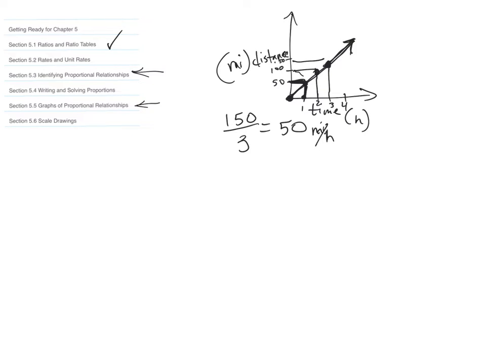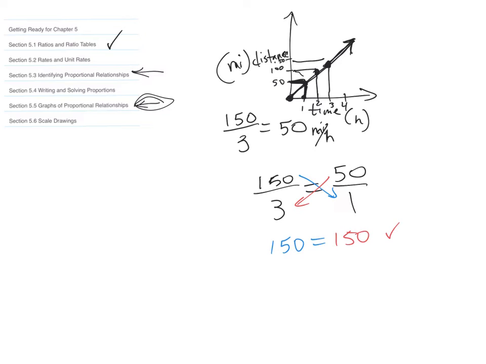So identifying proportional relationships, that's more how it graphs. But a proportional relationship is basically going to say that if I take 150 as a proportion over 3, and set it equal to 50 over 1, these two things, when cross multiplied, will be equal. 150 times 1 is 150, and obviously 50 times 3 is 150. So yes, these two things are proportional. So that's all of section 3, identifying proportional relationships.